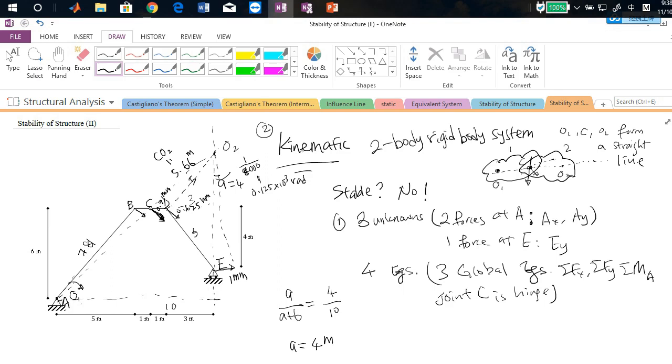Because we know that this is 0.7, this rotation is equal to 0.7 divided by AC. The length AC is the square root of 6 squared plus 6 squared, so AC is 8.49 meters. So 0.7 divided by 8.49, this is the rotation of point A, which is 0.084 times 10 to the minus 3. This movement is 7.81 times that, and the answer is 0.65 mm. So this is how the structure will move.